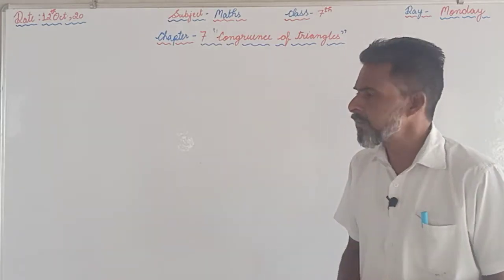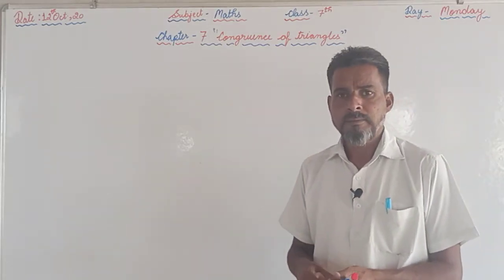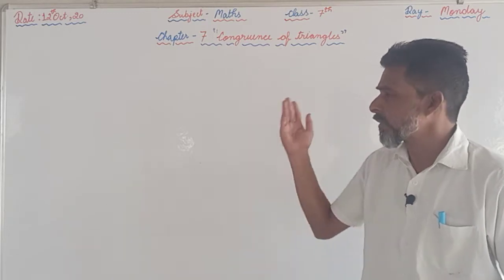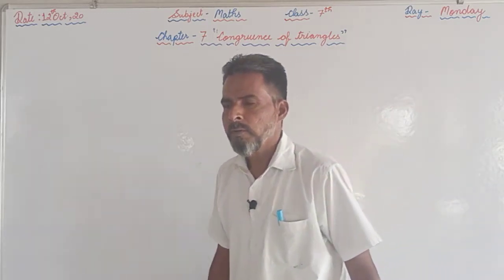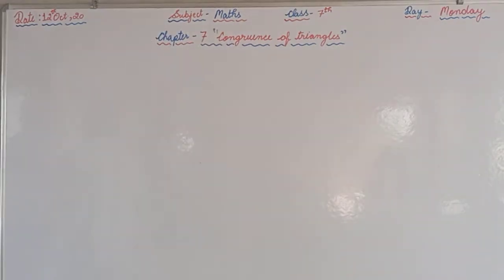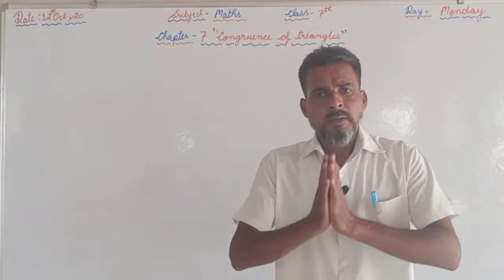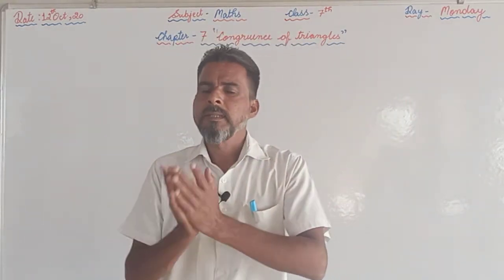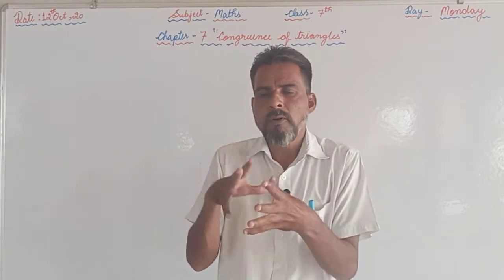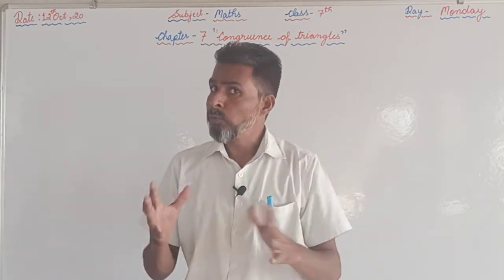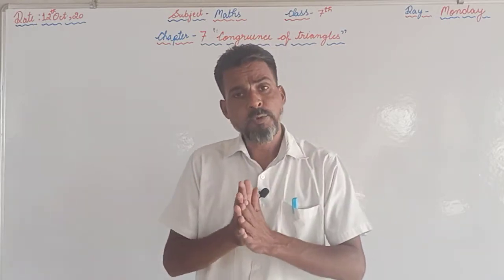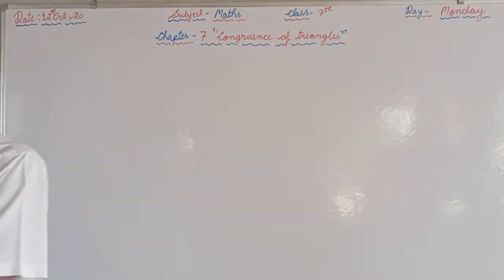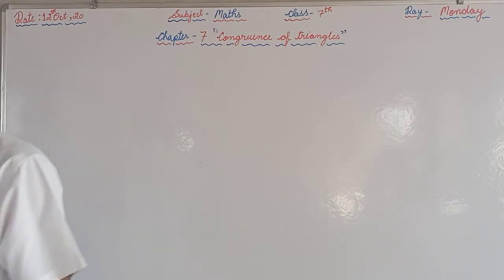This video is for class 7th and the subject is maths, and we are supposed to start a new chapter, chapter number 7. The name of the chapter is congruence of triangles. Congruence means identical, like twins, the same in all aspects. Those figures are known as congruent figures. But here we are supposed to compare the triangles only, because the chapter name is congruent triangles.